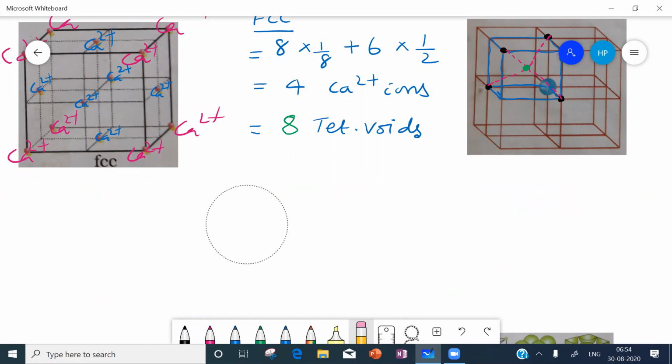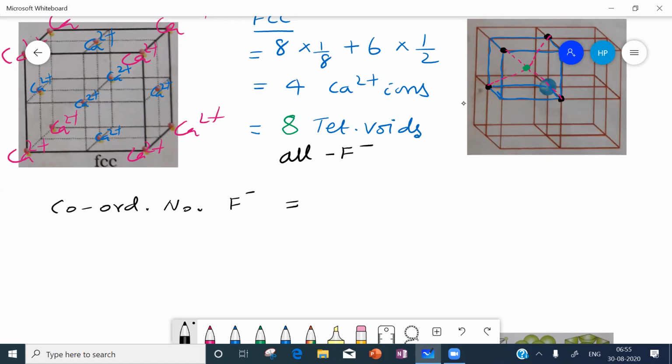Coordination number of both. Okay. Here what is the conclusion? Here the conclusion is that all the tetrahedral voids are occupied by F minus ions. That is the conclusion. Okay. Next we will see coordination number. Now coordination number of F minus we will see.